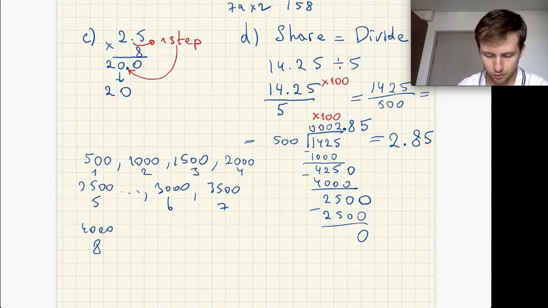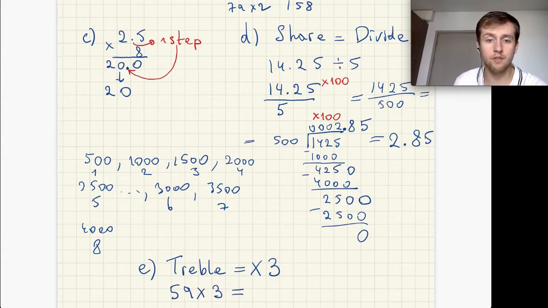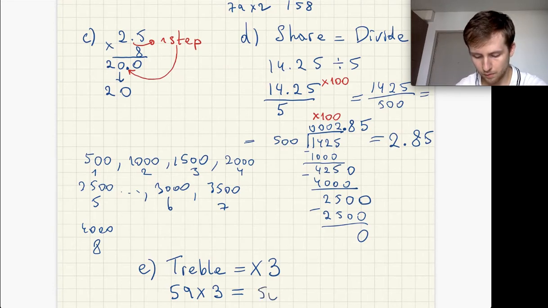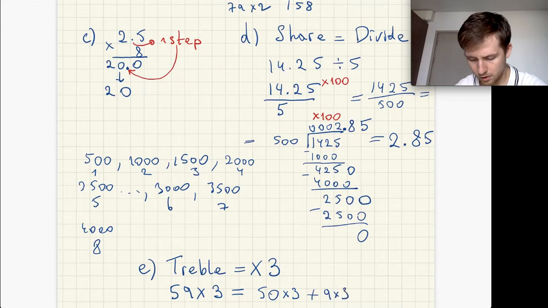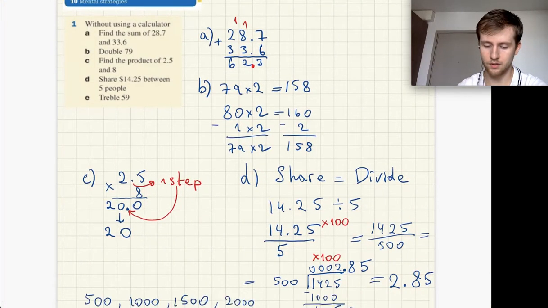So treble, let's do it here. I think we have enough space. Treble is the same as multiplying by 3. So we do 59 times 3. We can just do 50 times 3 plus 9 times 3, which would give us 177 as an answer. So 177.